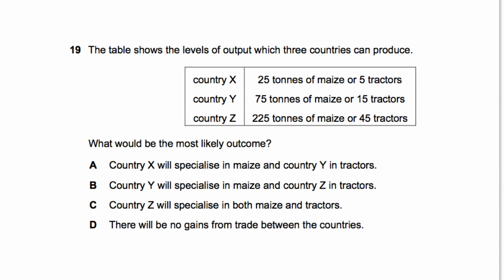This is question number 19. It says the table shows the level of output which 3 countries can produce. What would be the most likely outcome? Well, if you look at the opportunity cost for country X, 25 tons of maize is equal to 5 tractors, which means 5 tons of maize is equal to 1 tractor. And that's the case for all 3 countries, because 75 divided by 15 will also lead to 5 tons of maize equal to 1 tractor. Similarly, 225 divided by 45 will lead to the same answer. In other words, for all the 3 countries, the opportunity cost is the same, which would mean there should not be any gains from trade between the countries, and that's why D is the right answer.